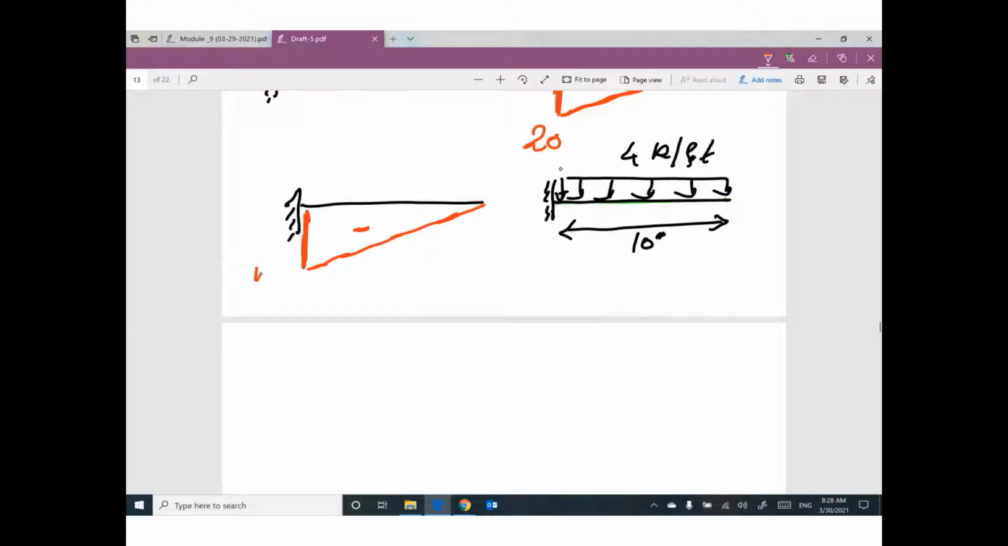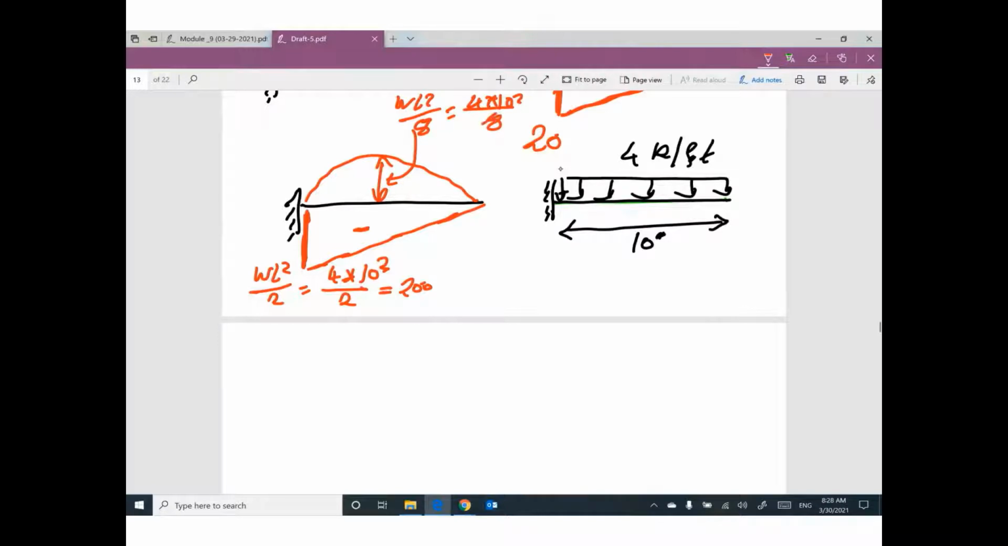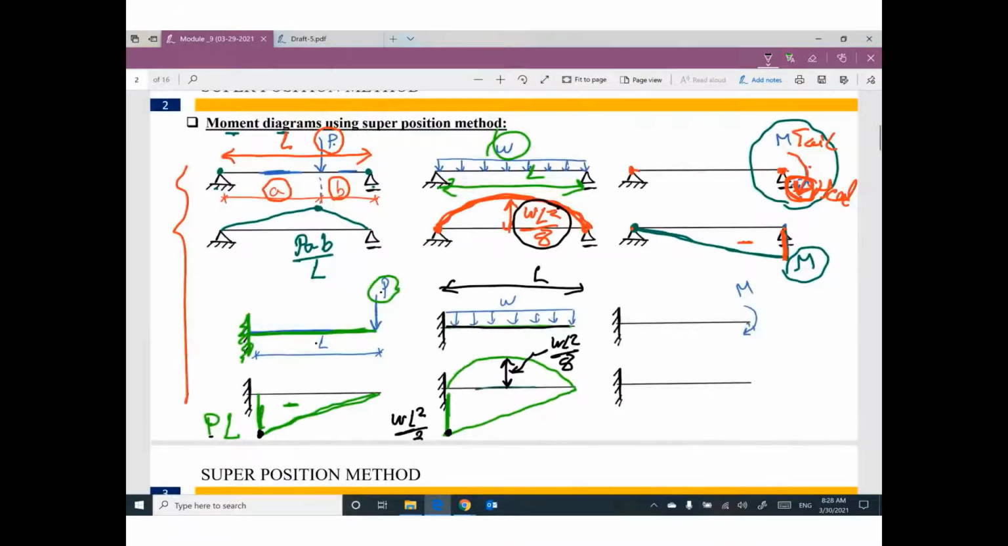How much here? W L square divide 2. Value of W 4, value of L square 10 square, divide 2. Your value will be 200. And we have a parabola because it's a distributed load. This value of the parabola will be W L square divide 8. W 4, L square 10 square, divide 8, whatever the value. So these cases are very important. I believe during your FE exam, you will need all of them.